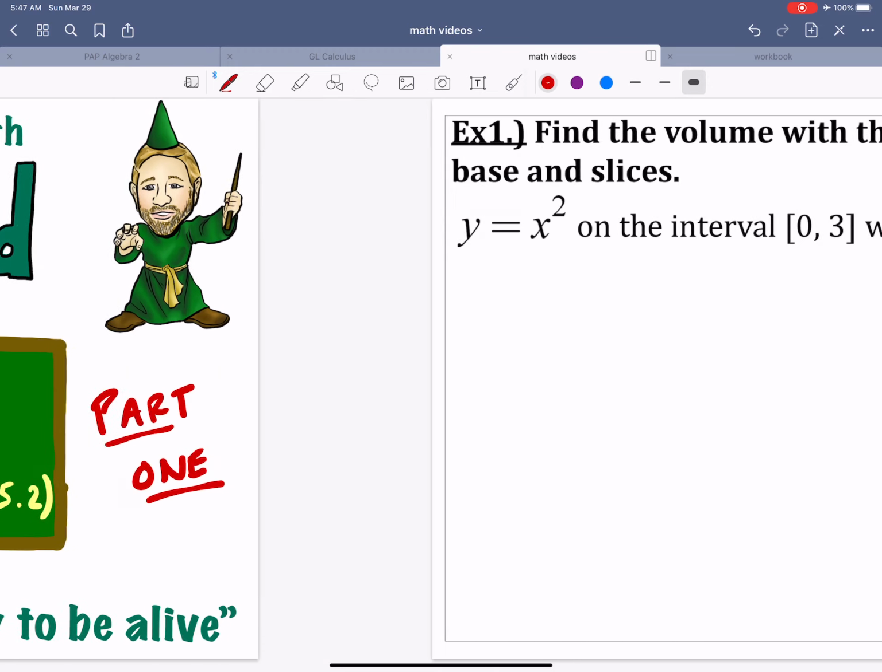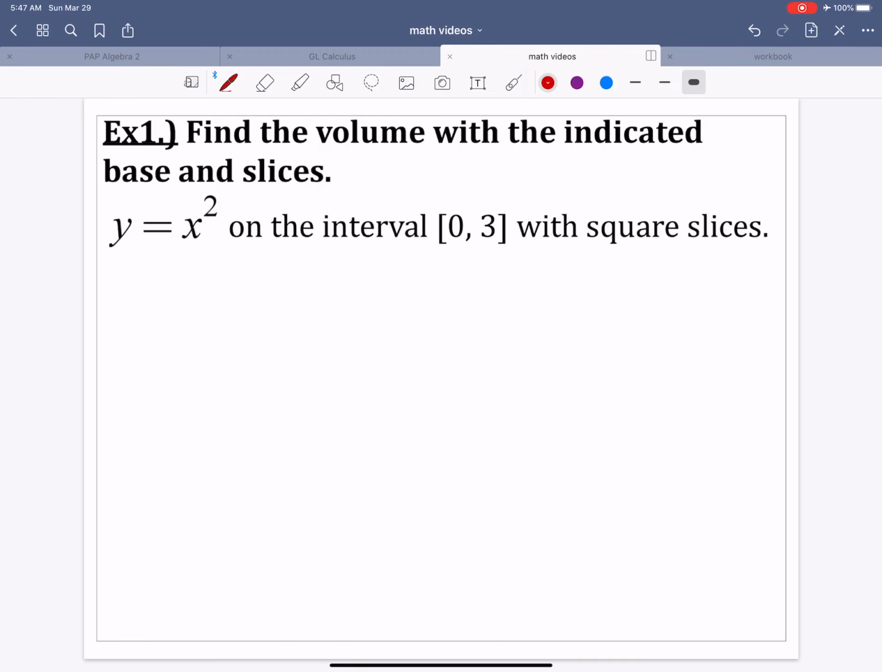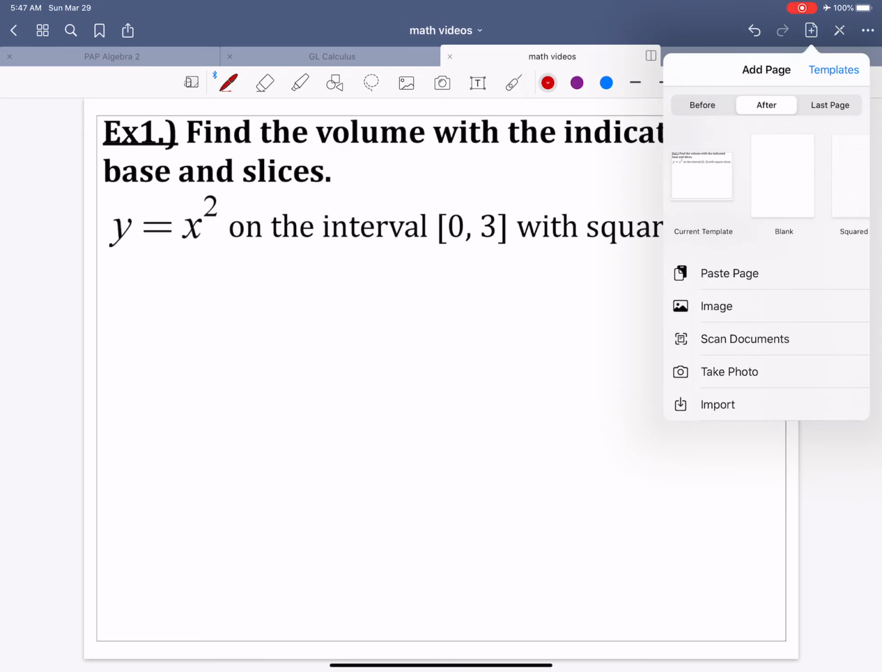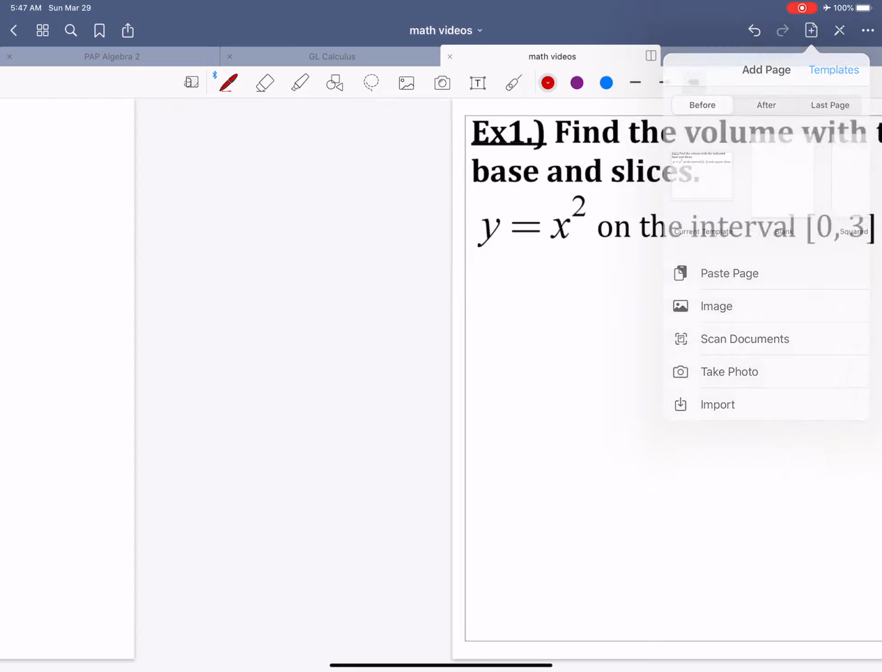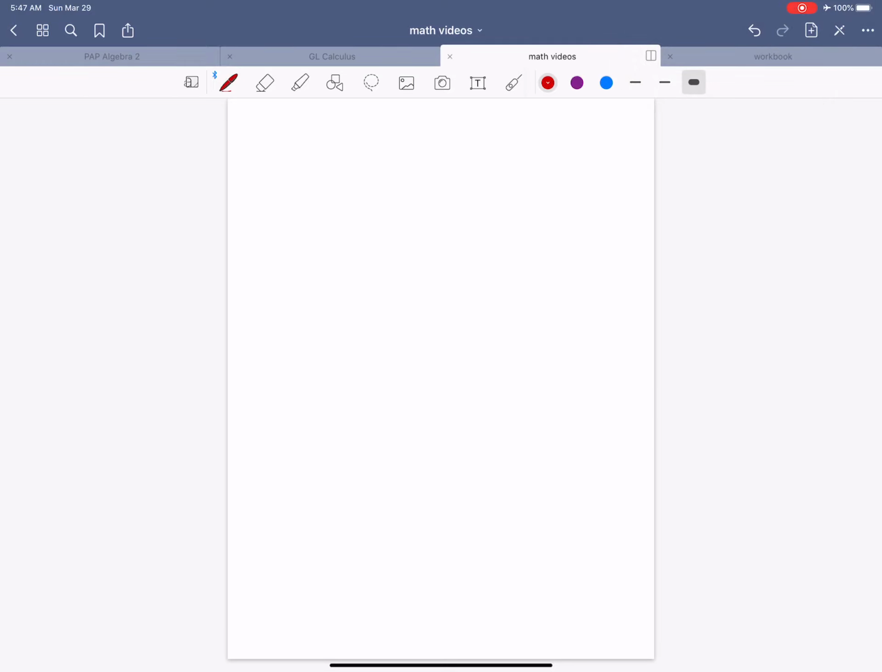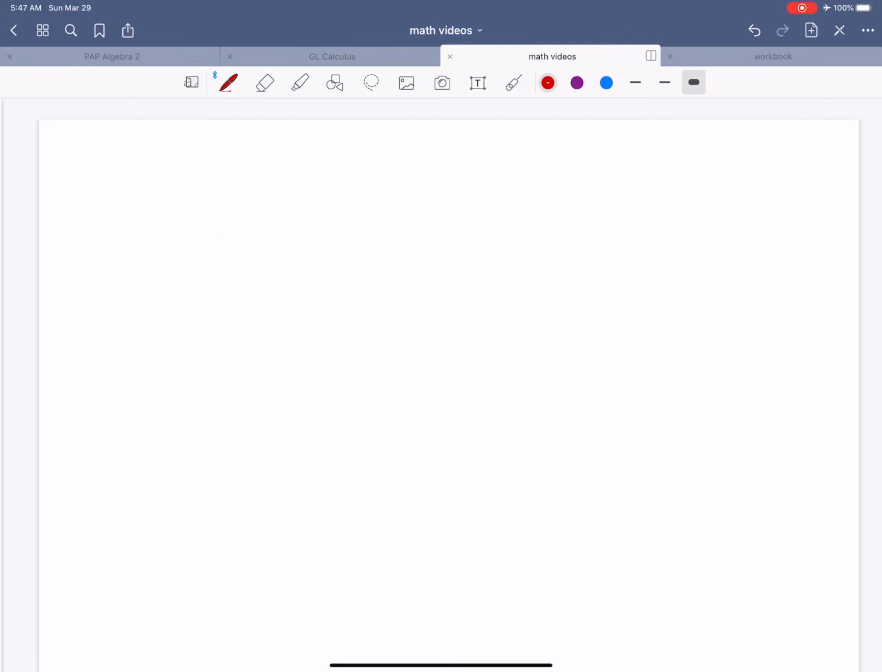There are some key concepts that we need to go over. I'm going to add a page. Let's do a blank page before this one. There's a couple notes that I want to write down before we actually get into our problems.